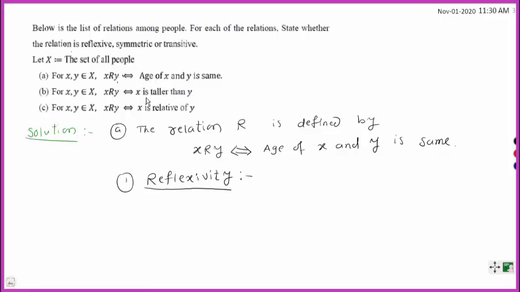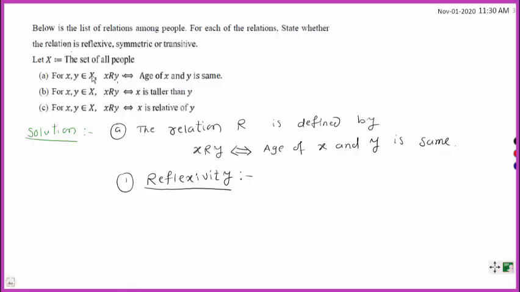For example, X is taller than Y, X is a relative of Y, X is a friend of Y, X is a brother of Y, X is a sister of Y, X is a mother of Y, X is a father of Y. All these relations can also be considered in a mathematical way. For that, for each relation, state whether the relation is reflexive, symmetric or transitive. So let X be the set of all people.